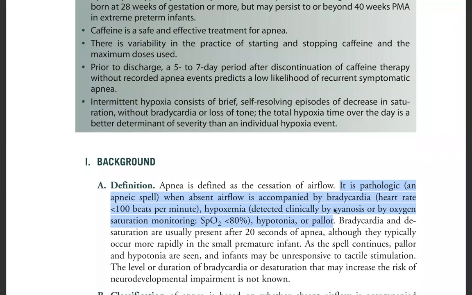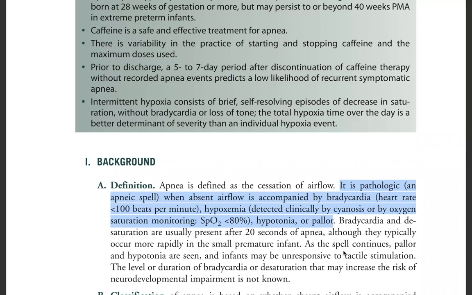So you can write this new definition. Apnea is defined as cessation of airflow. Bradycardia and desaturation are usually present after 20 seconds of apnea, although it may occur earlier in a premature infant, even at 10 or 15 seconds, and can cause desaturation and bradycardia.